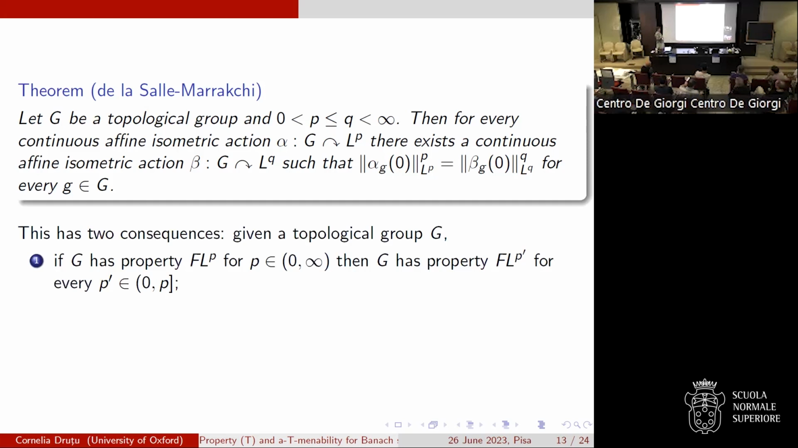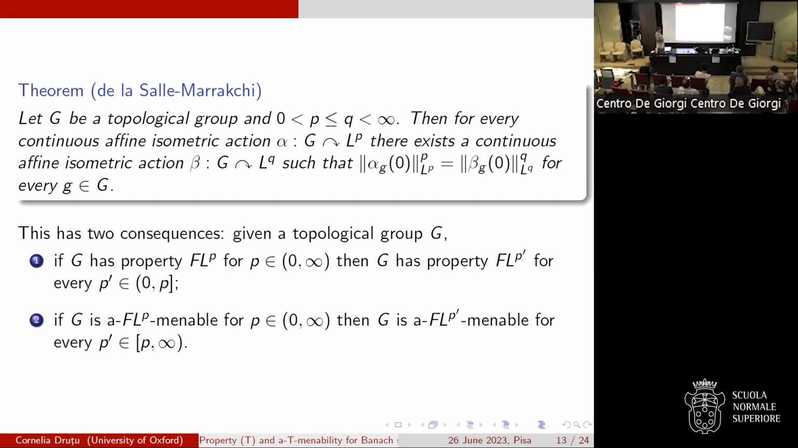As I said before, that means that if a group has the fixed point property for L^p, then it has the fixed point property below. I did say that there is a version for 0, but if you want, you can just ignore it and imagine that I've put 1 here. And in the opposite way, if the group is A-FL^p-menable for a certain p, so if it has a proper action on an L^p space, then it has a proper action for all the p larger. So fixed point properties are going to be satisfied all the way below, and proper actions are going to occur all the way above, which means that now we're talking about two intervals.